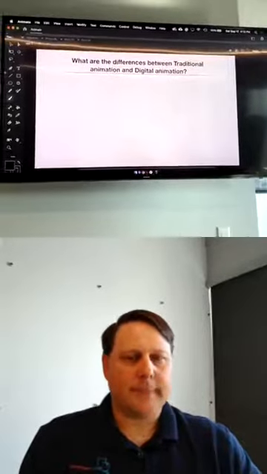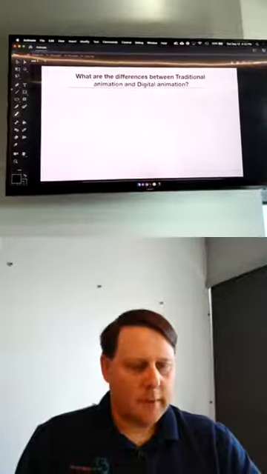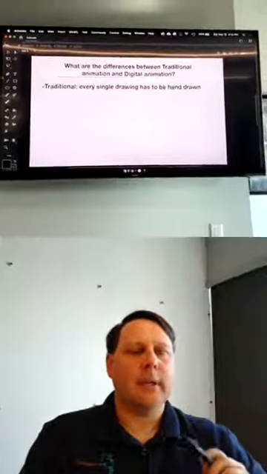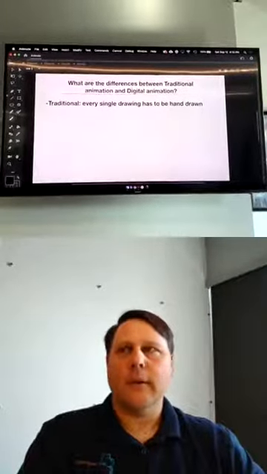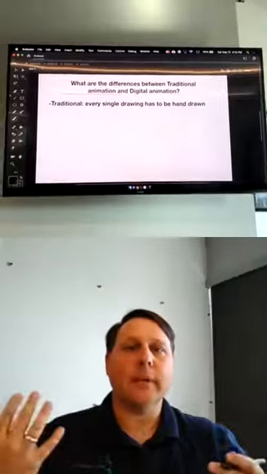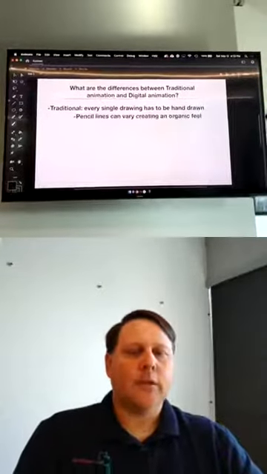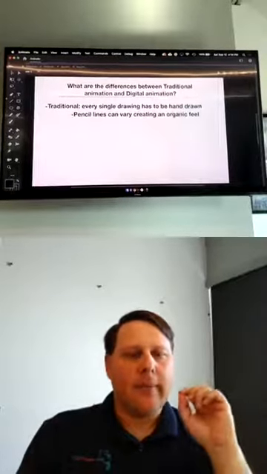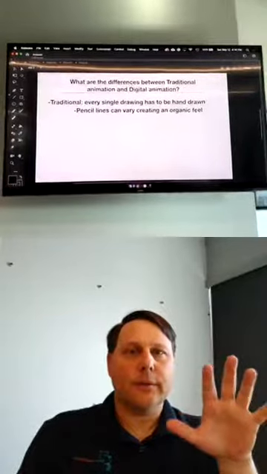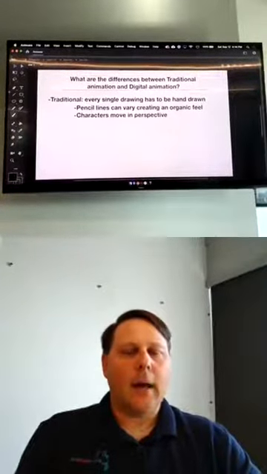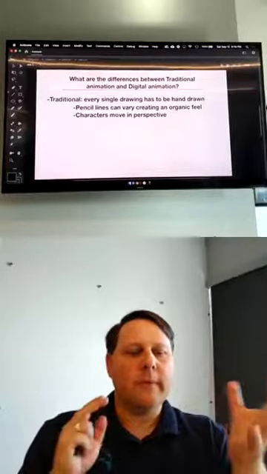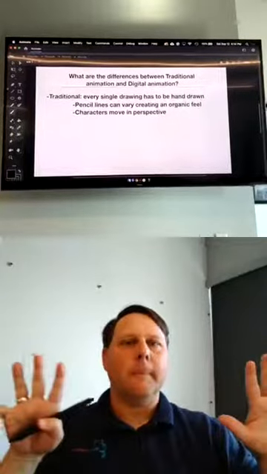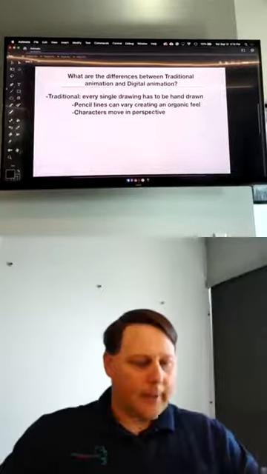So we'll just go through this, okay? We need to establish this. First off, traditional animation, every single drawing has to be hand-drawn, okay? There's no computer that's going to do those in-between drawings for you. So we're cleaning up with a pencil, and the pencil lines can vary, and that creates an organic feel to the animation. Also, we are moving our characters in perspective when we're doing poses, where we're not just stuck to one view. We can do them however we want because we have to redraw it anyway, okay?